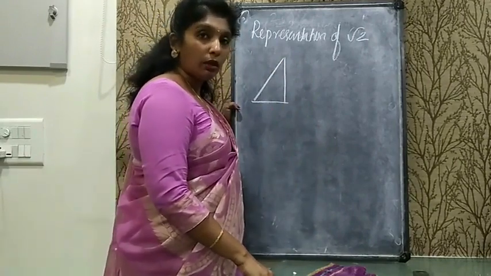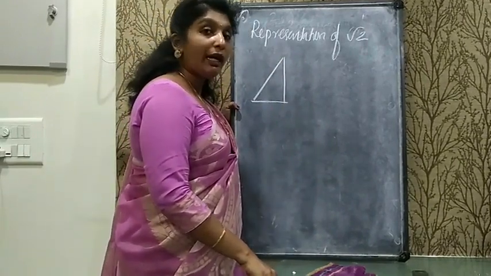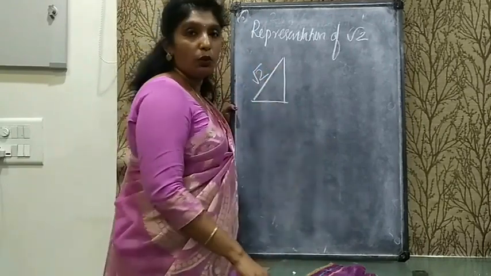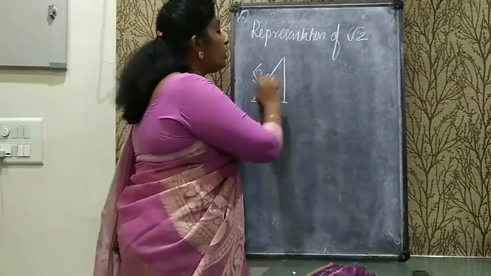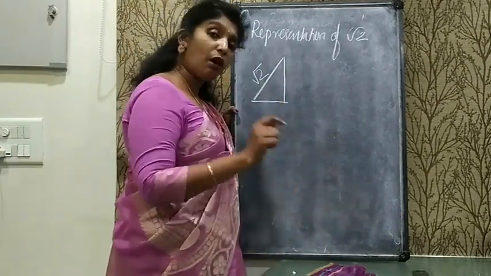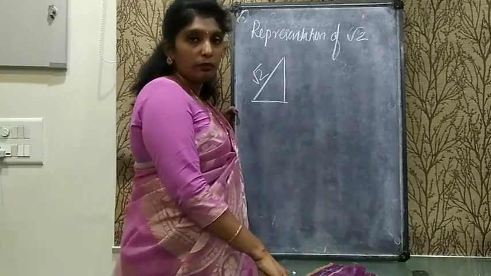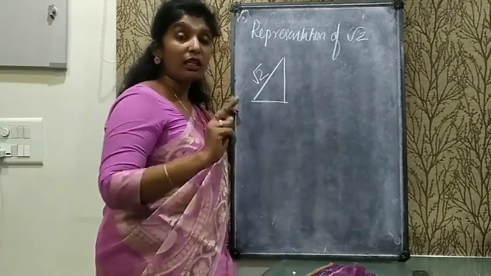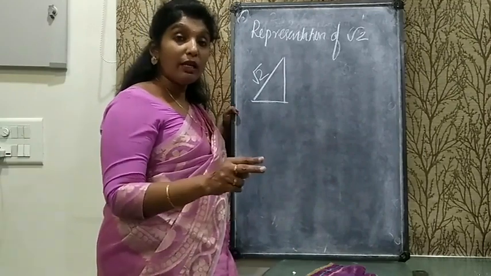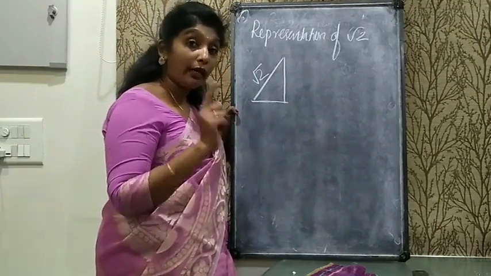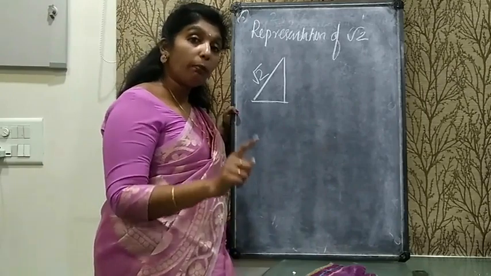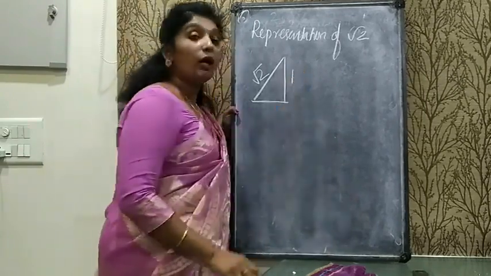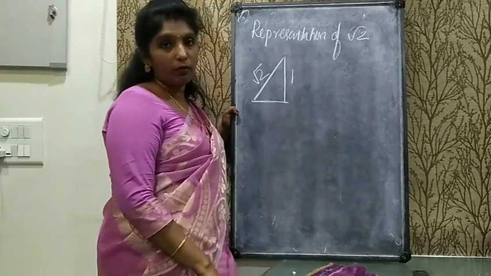And I told we have to draw a right angle triangle whose hypotenuse is root 2. So hypotenuse, first of all I write as root 2 because our hypotenuse should be root 2. That is the first condition. Now listen carefully to the second condition. Always you will be drawing a right angle triangle whose perpendicular is 1 unit. This perpendicular will always be 1 unit. Then it is very easy.